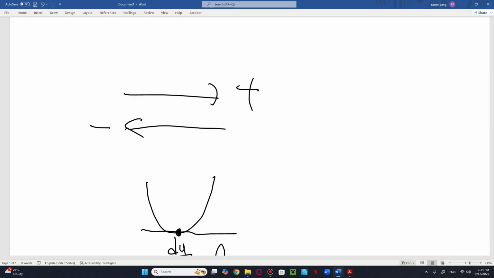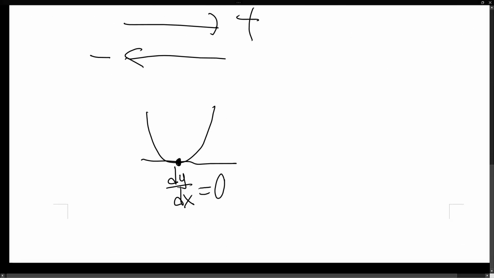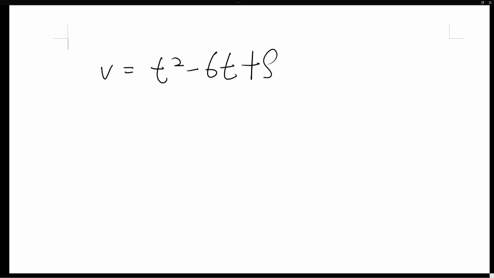So we're going to write the formula down right here. Okay, we're going to go to the next page. Sorry. Okay, so the formula is v equals t squared minus 6t plus 8. You see, right? Assume going to the right is positive.